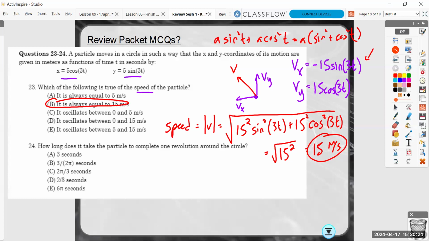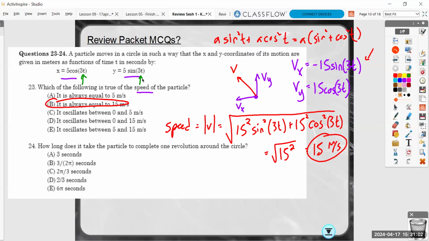What I want to know is, how long does it take for the particle to go once around the circle? Let's see if we can be a little bit cleverer about it. Let's see if we can remember a thing that we know about sine and cosine functions. Notice that it's cosine 3t and sine. The radius is 5. It's not petals in this case.